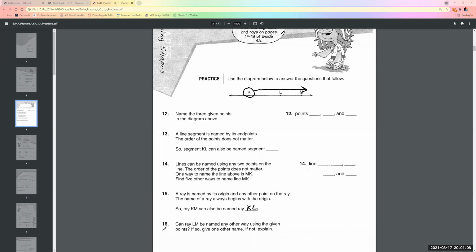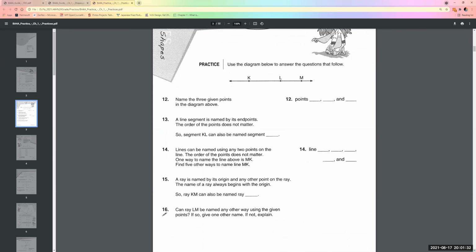And then I think the last question: can ray LM be named any other way using the given points? If so, give one other name. If not, explain why. May I answer? Yeah, sure. It cannot because between L and M there are no other letters before or after.